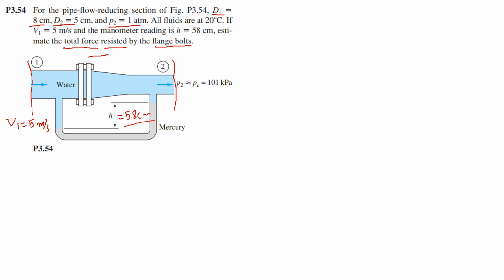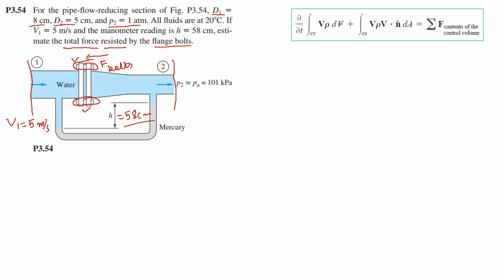So this will be the force that will be resisted by these flange bolts. This is the flange, and here you can see that nut and bolt arrangement. So what we are required to do is to find the resistive force that this nut and bolt arrangement provides. So first we are going to look at our Reynolds transport theorem for our momentum conservation, and this is what the equation looks like.